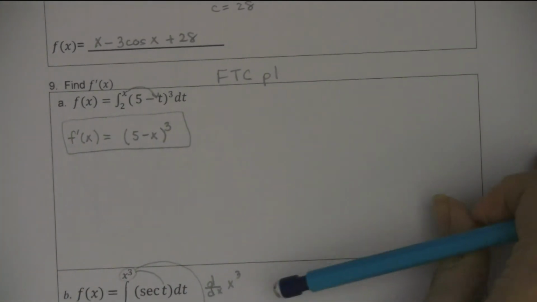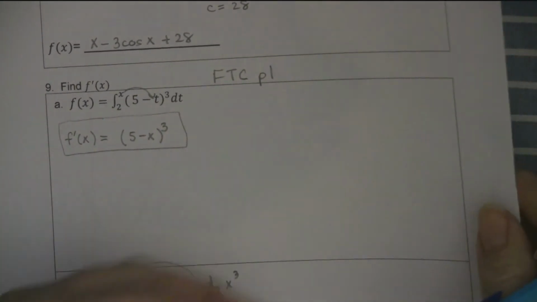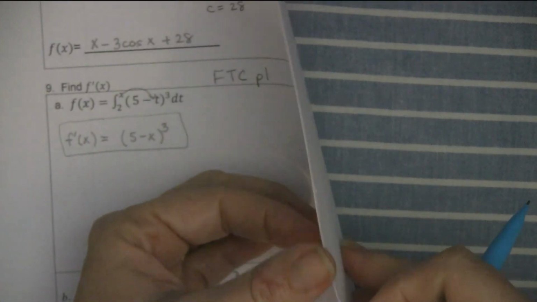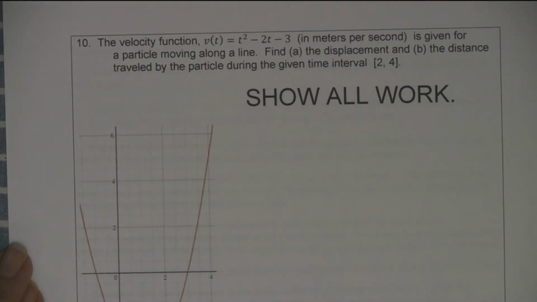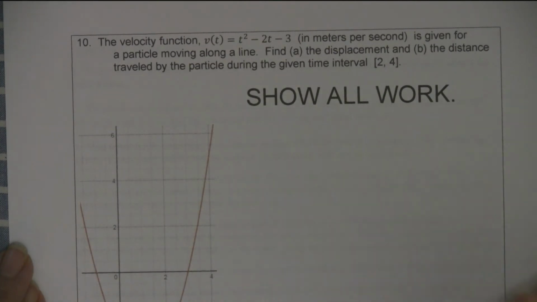So fundamental theorem of calculus part 1, not hard as long as you know what to do there, that the derivative and the antiderivative undo one another. And then the last but not least problem, they're giving me the velocity function, and they're asking me to find the displacement and the distance traveled by the particle on the given interval.